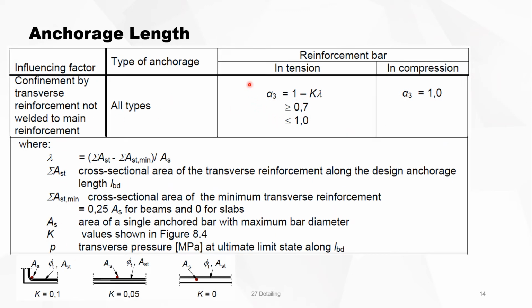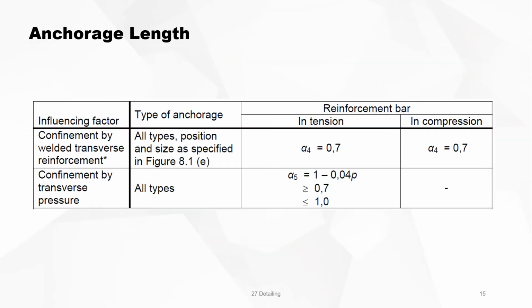And alpha 3 is a function of K and lambda. Lambda has to do with the surrounding reinforcement, and K is a factor which is indicated here in the drawings, depending on the position, that's the red bullet, depending on the position of your reinforcement. And alpha 4 has to do with confinement. Most of the time alpha 4 is 0.7.